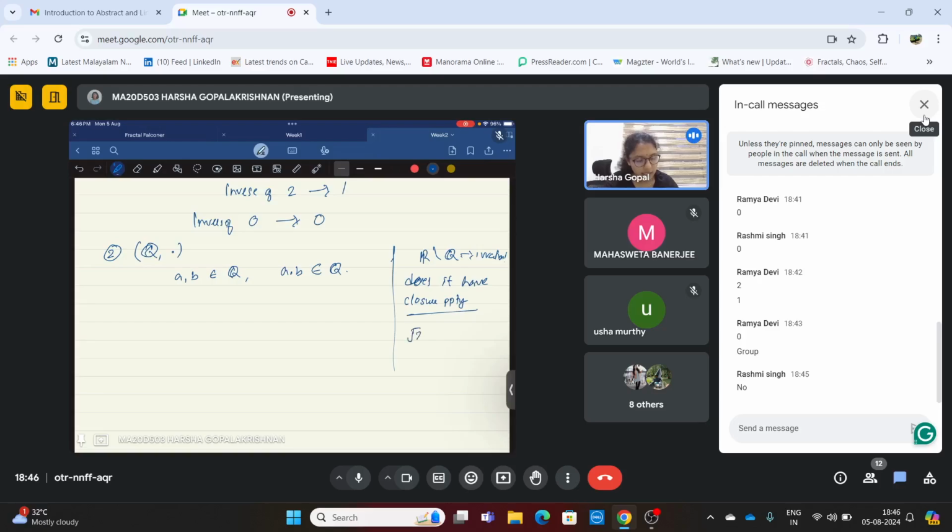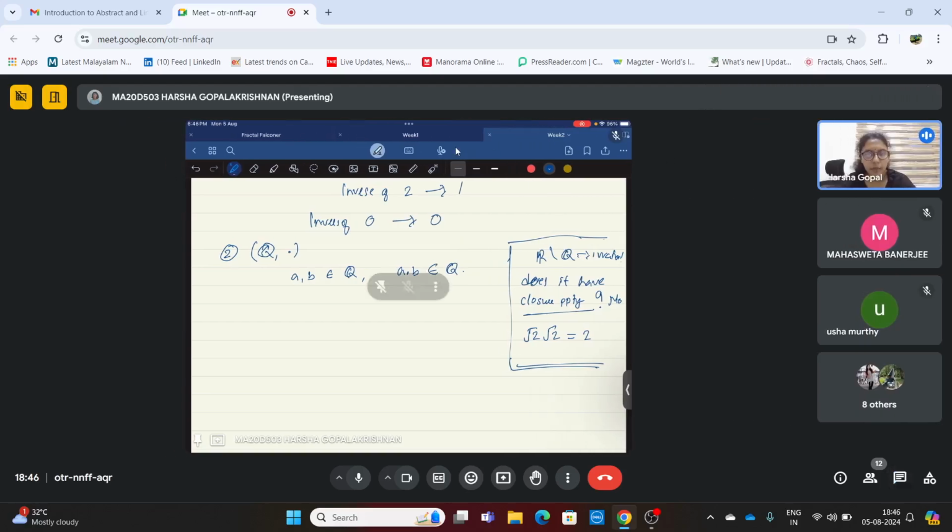For example, consider root 2. Root 2 is irrational, but the product of root 2 with itself is 2, which is a rational number. So the answer is no. That's about irrational numbers, so leave that. Let's come back to the Q case. Under multiplication, we have seen that it is closed.